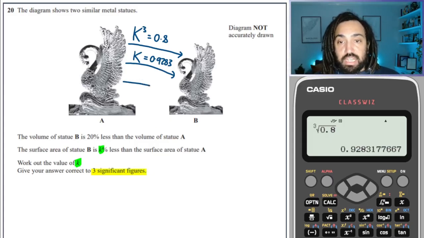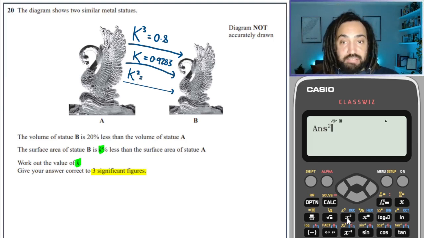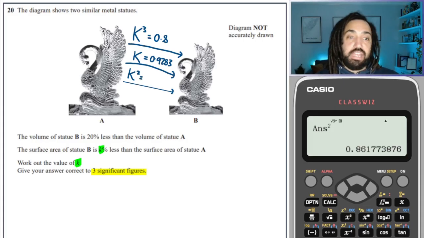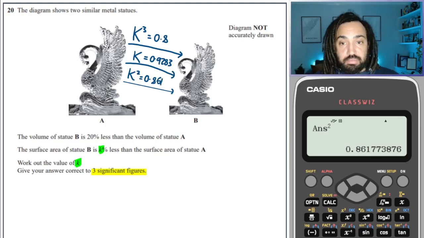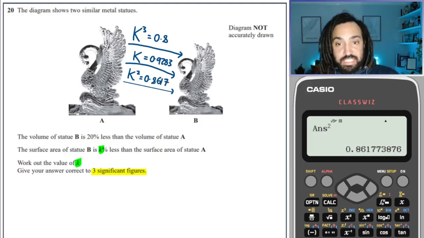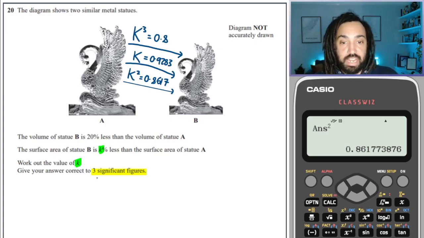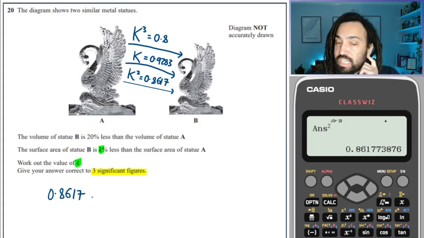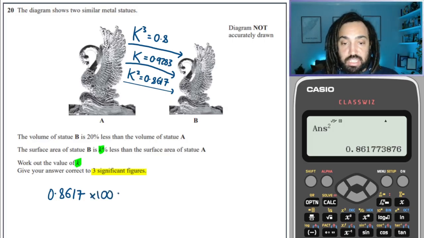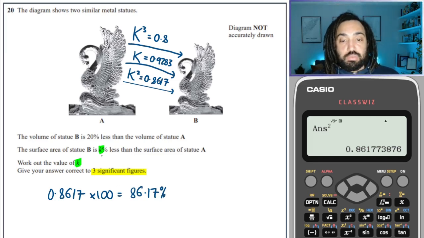And then if we want to convert between area, we're going to have to find capital K squared, which we'll get by squaring K, which is still in my calculator, which gives me this. Okay, so that is what we need to multiply to convert between areas. So a 0.8617 multiplier is the same as 86.17% of. So what is the reduction?